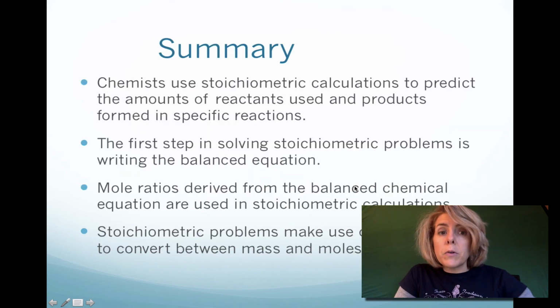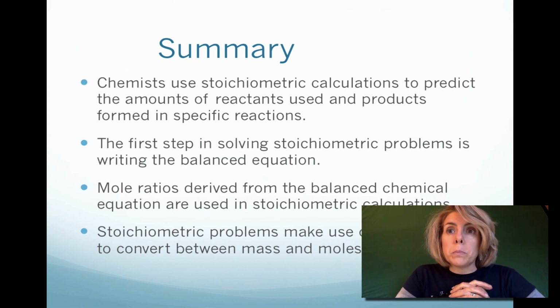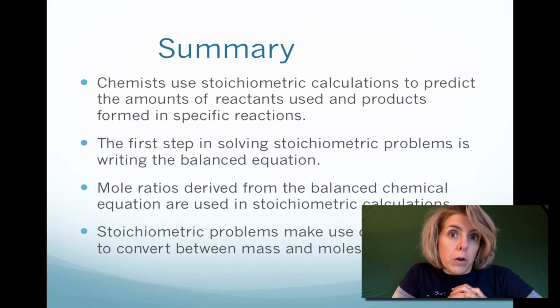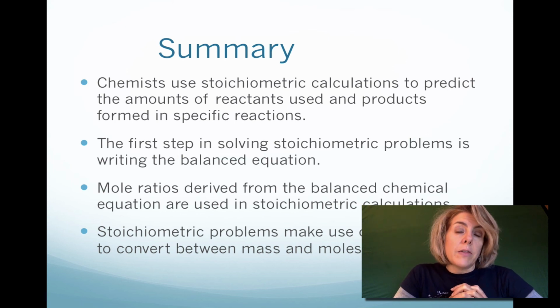Okay, so in summary, we are using starting material or maybe product material to predict how much our reaction contains. But before we even start doing that prediction, we have to make sure we start with a balanced equation. We use mole ratios, and these mole ratios are based on the coefficients that are in front of each substance. And we can use volume ratios in place of mole ratios when we're dealing with gases.